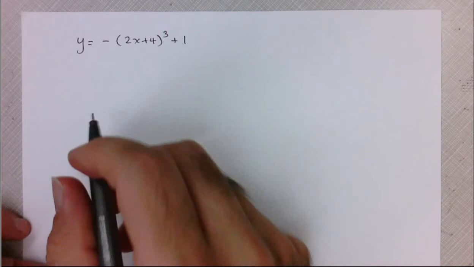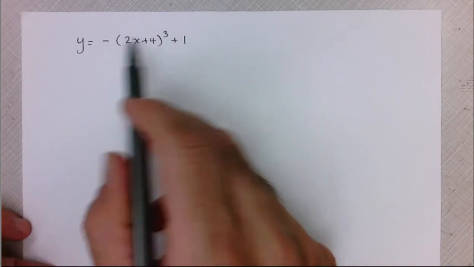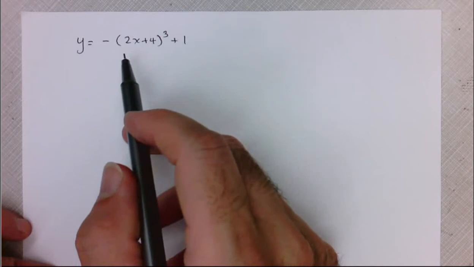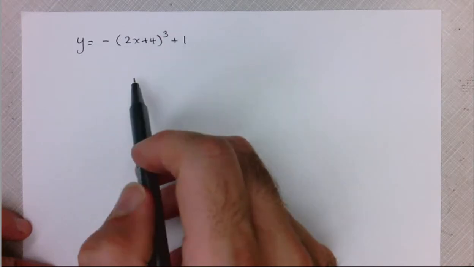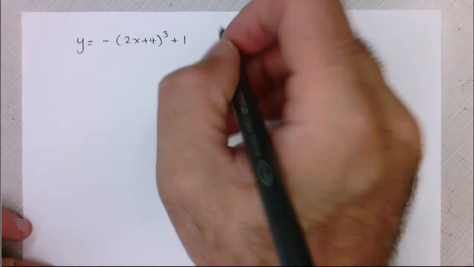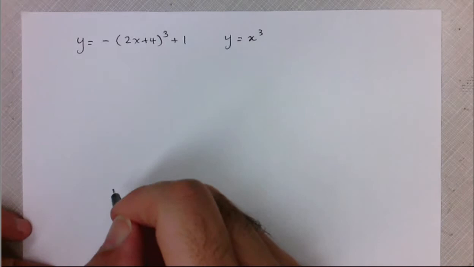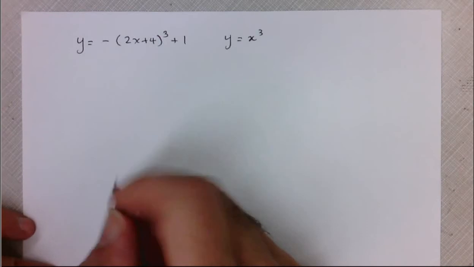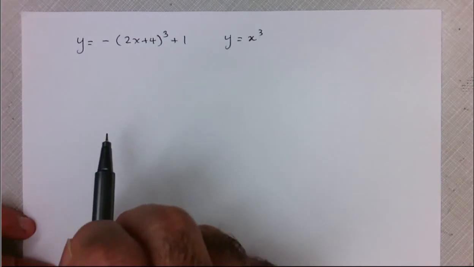Okay, now to use transformations, we have to compare this function to a simpler, what we call a parent function. So you look here and you realize that you've got some expression that is being cubed, and then we're multiplying and adding numbers to that. So it makes sense to use y equals x cubed as our parent function. Okay, so we're going to compare this function here to the parent function y equals x cubed.